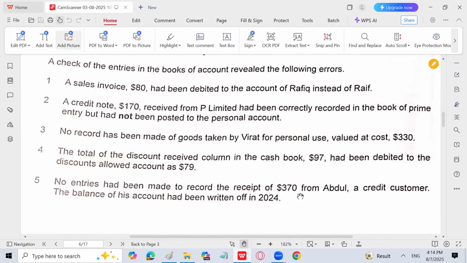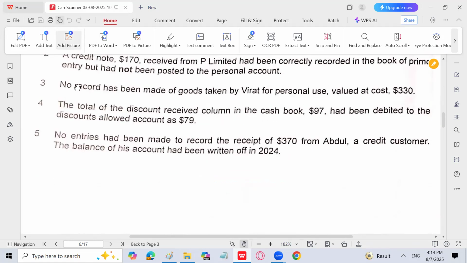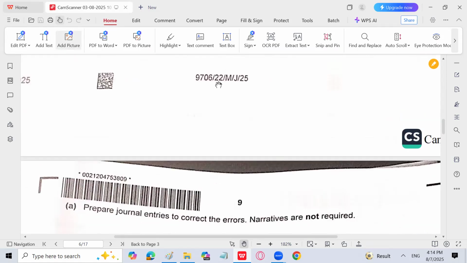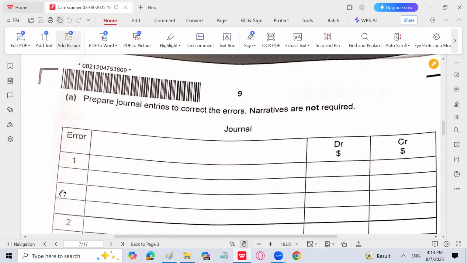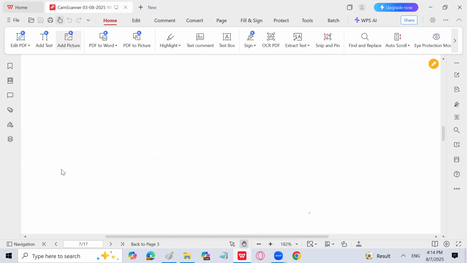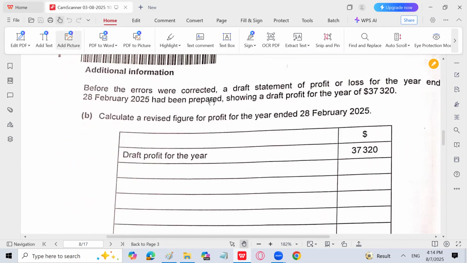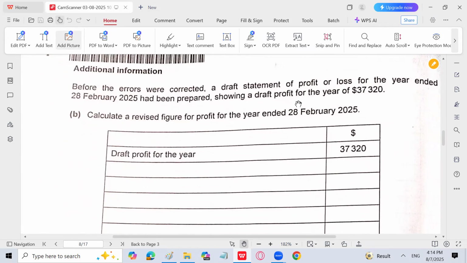So the entry is going to be bank debit and bad debts recovered, as an income or a contra expense account, is going to be credit. Prepare journal entries to correct the error. Narratives are not required. We are done with that. Now, before the errors were corrected, a draft statement of profit and loss for the year ended 28th February had been prepared, showing a draft profit for the year of 37320. Calculate the revised figure for the profit.